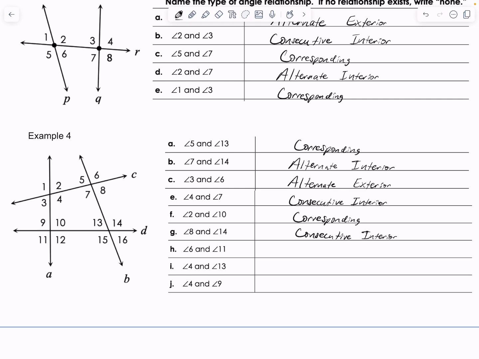Angle 6 and angle 11. This is our first one where we don't have any relationship, because these are not on the same transversal. You can see we're looking at different transversals here. So this is going to be none for 6 and 11. 4 and 13, same idea. We're looking at different transversals, so this is also no relationship for 4 and 13. Then finally, 4 and 9 are going to be alternate interior angles. That last one.